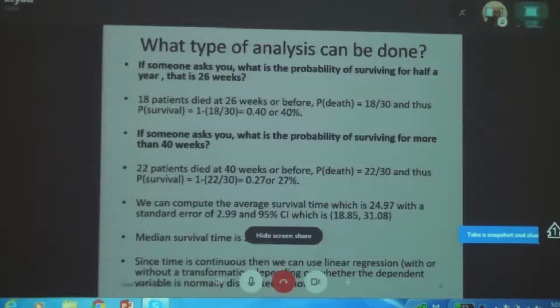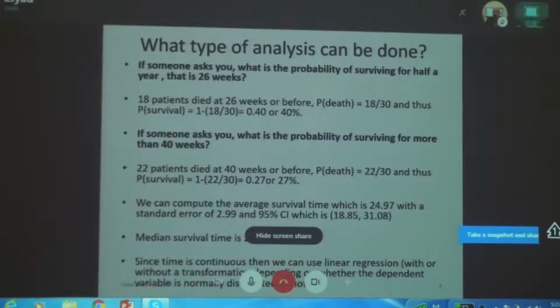So if someone asks you what's the probability of surviving for half a year, 26 weeks, you can say 18 patients died at 26 weeks or before. The probability of death is 18 of 30. Probability of survival is 1 minus that. It's about 40%. If someone asks you what's the probability of surviving for more than 40 weeks, again, it's easy because we have events on everybody.